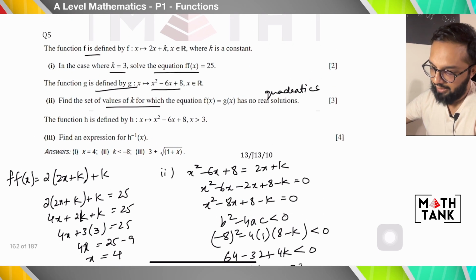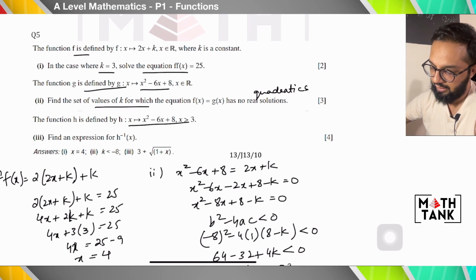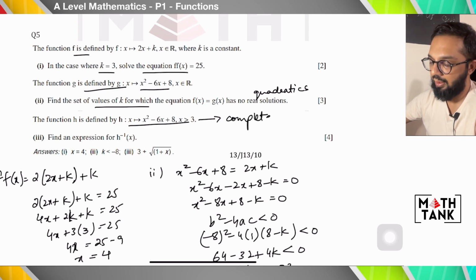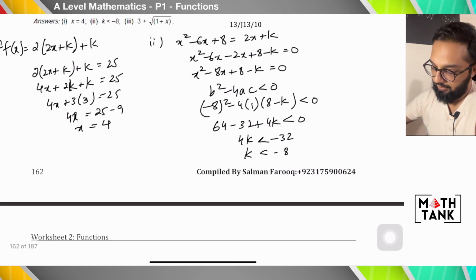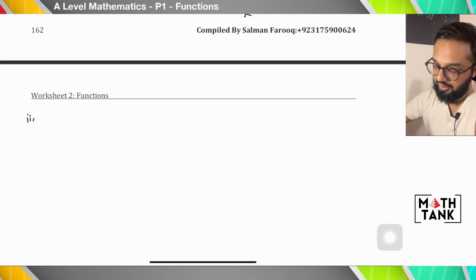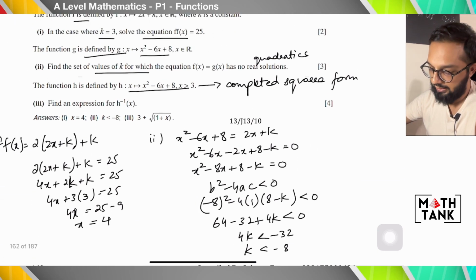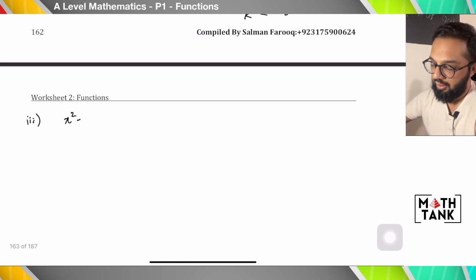Now I know for a fact that the inverse function cannot be obtained for a quadratic till I have the completed square form. Since this question is not telling me any completed square form, what am I going to do? I'm going to use my own completed square. I'm going to complete the square on my own and then obtain an inverse.